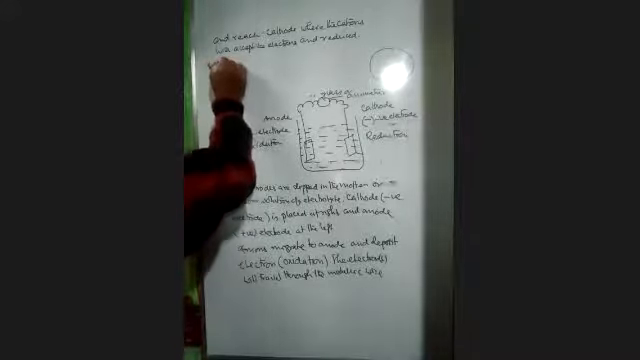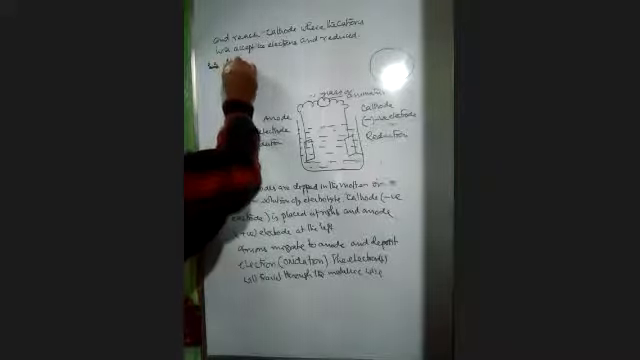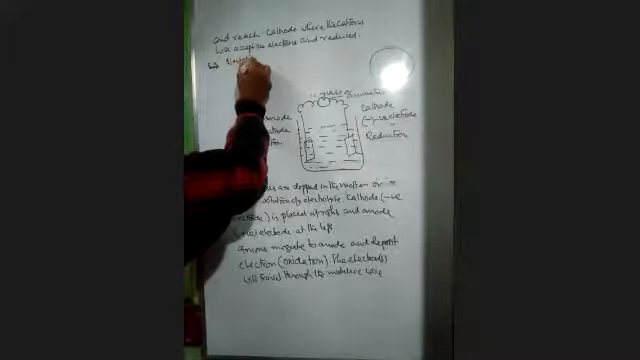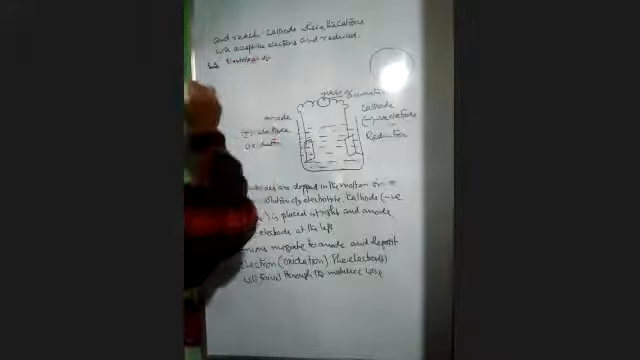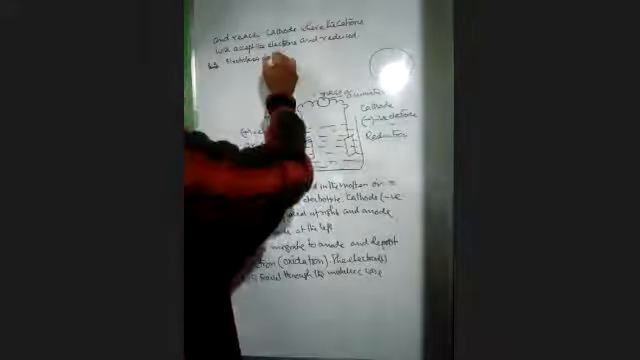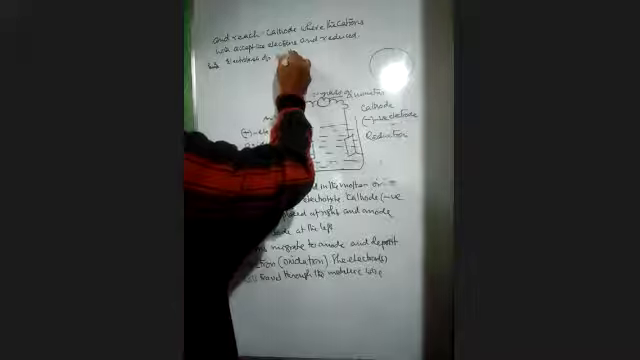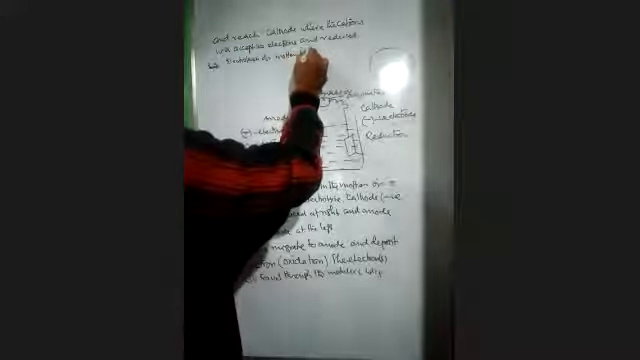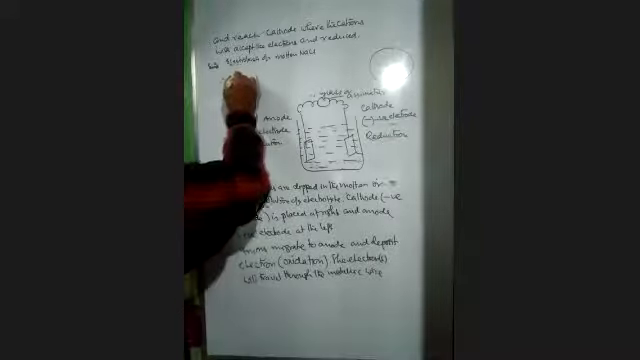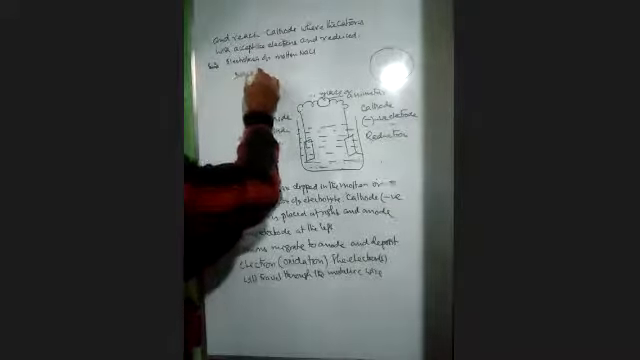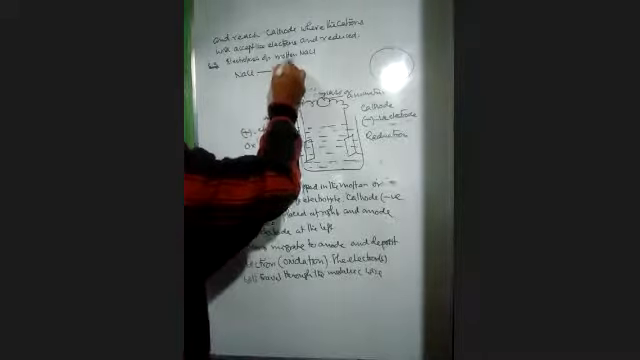We are going to do electrolysis of molten NaCl. We did not add water. So what will happen now? The moment you melt it, it will undergo dissociation into Na plus and Cl minus. Then all the Na plus will go here and Cl minus will come here.